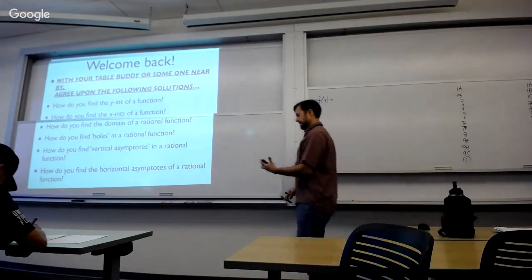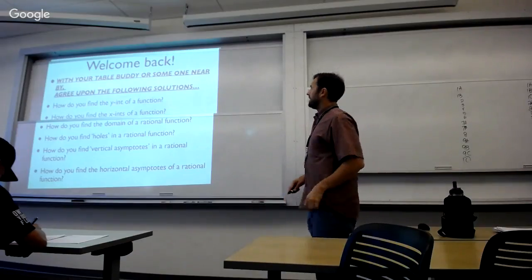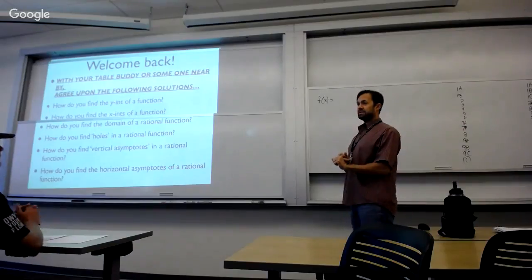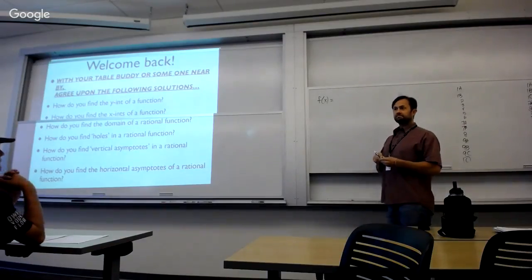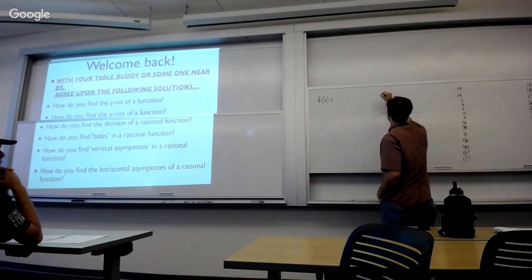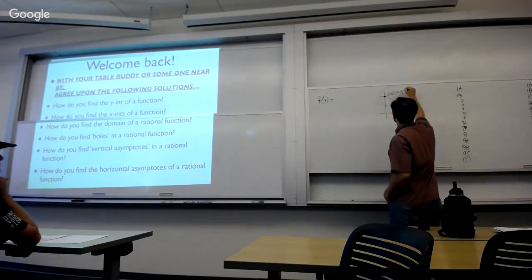All right, well, it's really quiet in here, and it's 8:03, so let's go ahead and review this as a group. So first of all, how do you find the y-intercept of any function? Any function at all? You just plug in 0. So hopefully we all have this memorized now that for any function that you ever have, if you want the y-intercept, you just plug 0 into the function, and that'll give you the y-intercept.